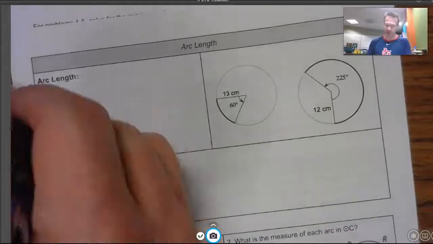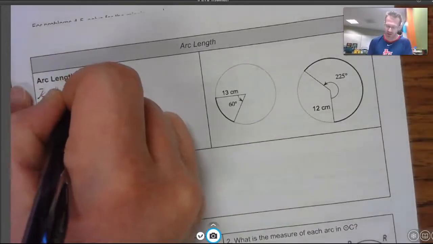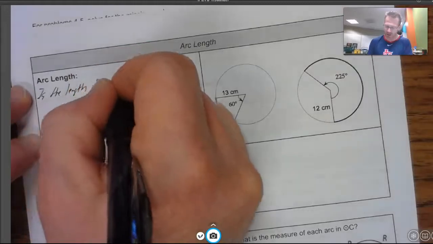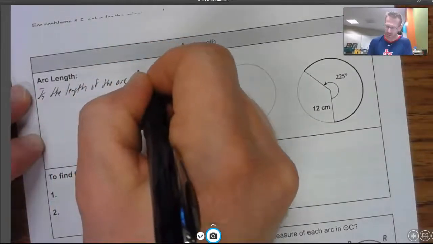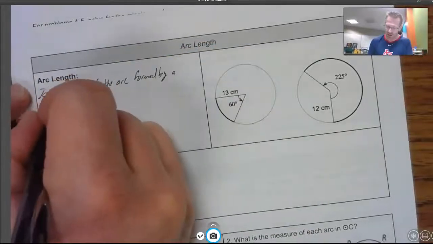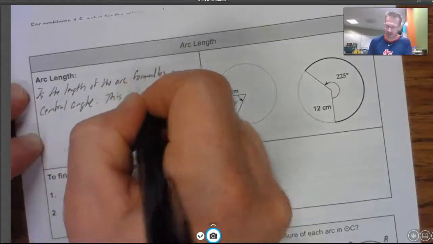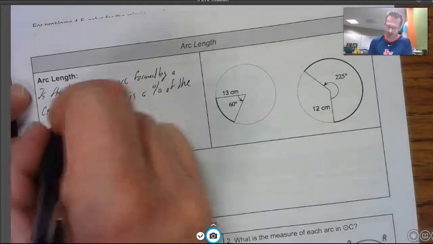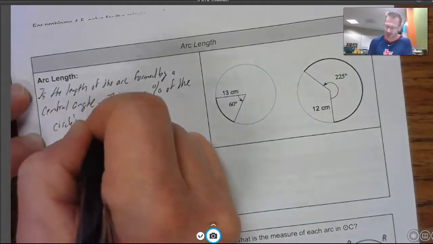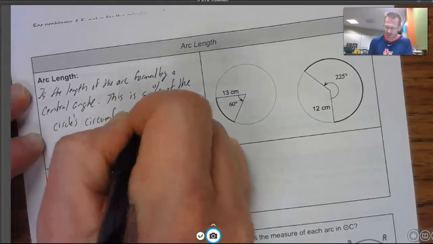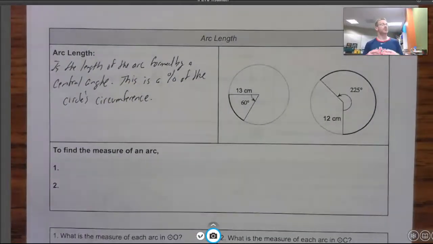Arc length is the length of the arc formed by a central angle. This is a percentage of the circle's circumference, and this is really what the opener was about. The difference between arc length and the opener was, what if you only went 1/4 of the way? What if you only went half of the way? So now we have to figure out how to interpret that based on the information in my picture and about that circle.